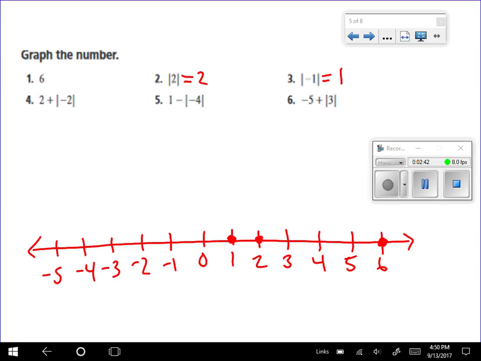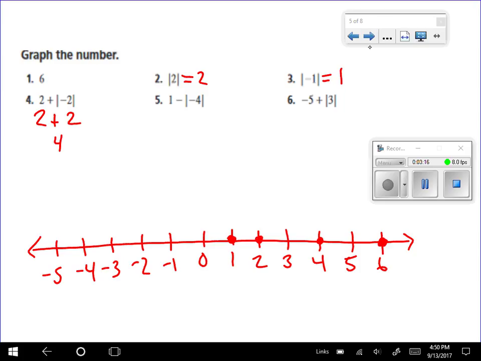Go ahead and work on 4, 5, and 6, where you actually have to solve those first, and then you can graph them. I'll do 4 for you as an example. The absolute value of -2 is 2, so we would be graphing at 2, so that would be our point right there. So go ahead and try 5 and 6. If you need to pause, go for it. Alright, obviously that was pretty easy. It wasn't exactly meant to be a challenge, but to remind us what graphing looks like.